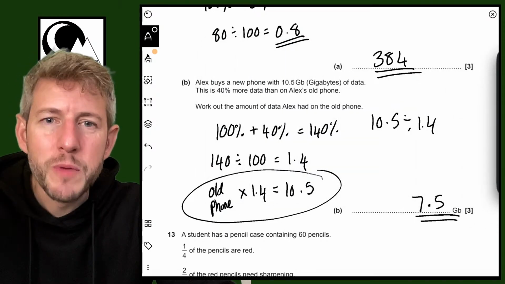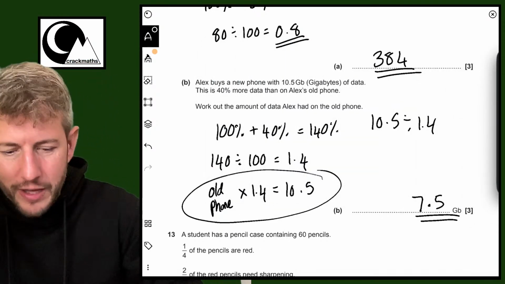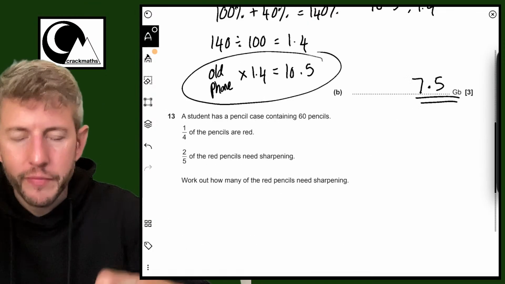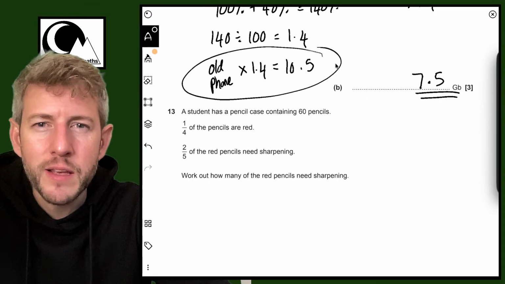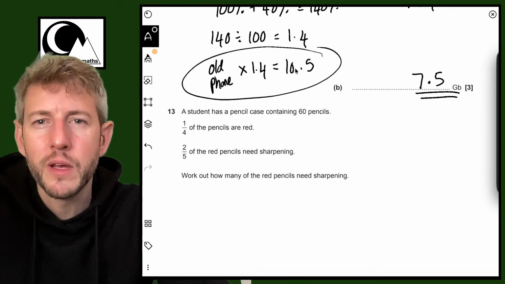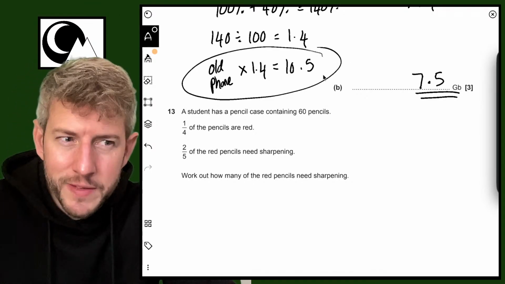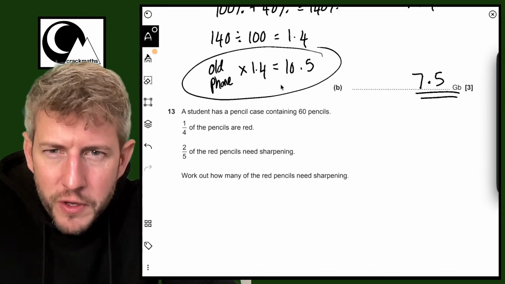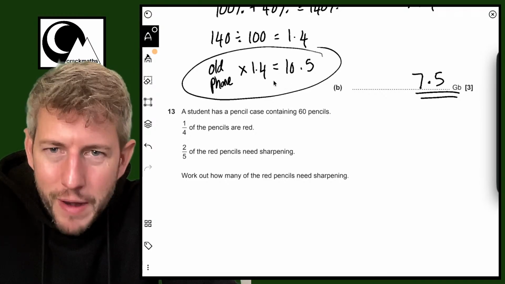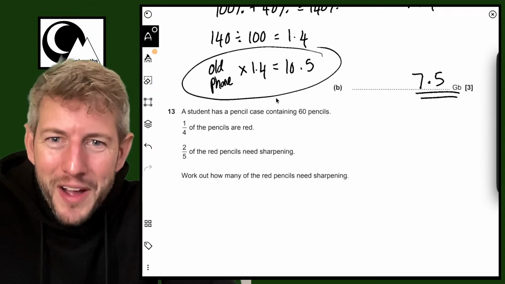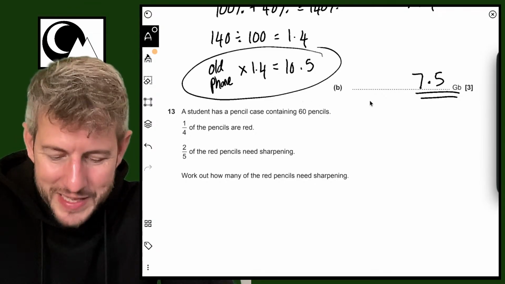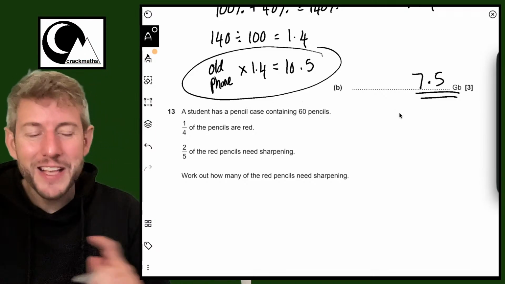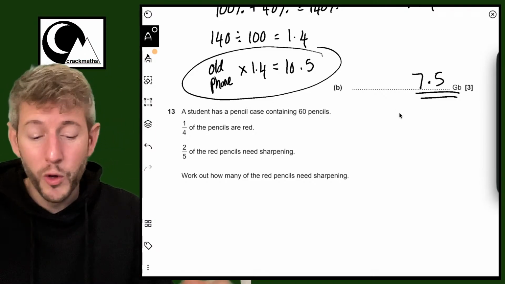Okay, right, let's move that off the screen, and let's have a look at question 13. So question 13 says, a student has a pencil case containing 60 pencils. 1/4 of the pencils are red, and 2/5 of the red pencils need sharpening. Work out how many of the red pencils need sharpening. Okay, so let's first of all work out 1/4 of the pencils.